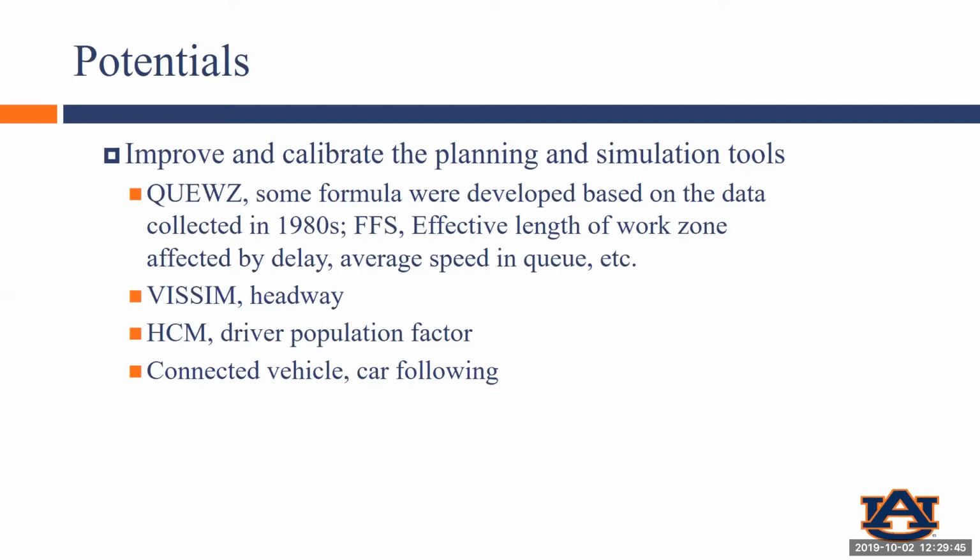And I think NDS data may provide the answer for those questions. For the Vissim model, the headway selection or distribution in the model can be calibrated or updated if we have more data to show how different drivers select what kind of headway at work zones. Heavy vehicle capacity may add the driver population factor, and then in the future, maybe connected and automated driving vehicles.